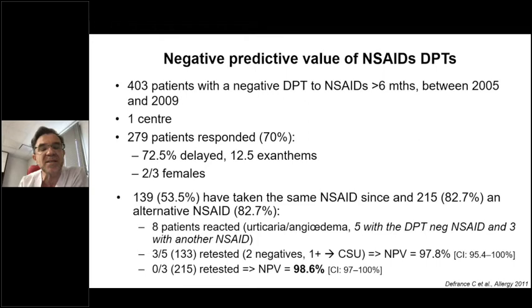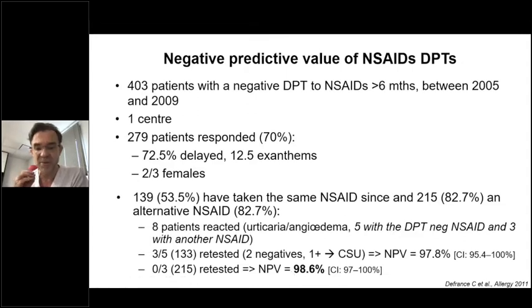70% yes, took the NSAID again, and have you reacted again? 8 actually reacted. We called them again and tested them. Amongst 8, only 3 came back, had another provocation. 2 were negative, 1 was positive, but in between that patient developed chronic spontaneous urticaria, which in the end gives us a negative predictive value of 98.6%, which is very good.